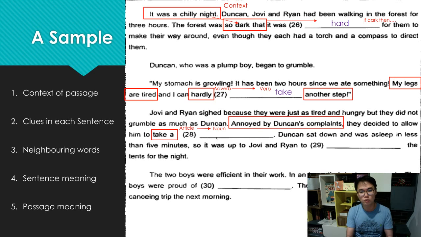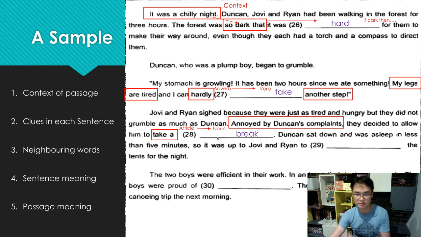And it's got to do with the fact that Duncan is tired and he needs to take a break, okay? Right, there we go. So the word is break. Thank you, Jaden Sim. Your answer appeared on my watch. Okay, so you take a break. You take a break because you're tired, right? So they decided to allow him to take a break.